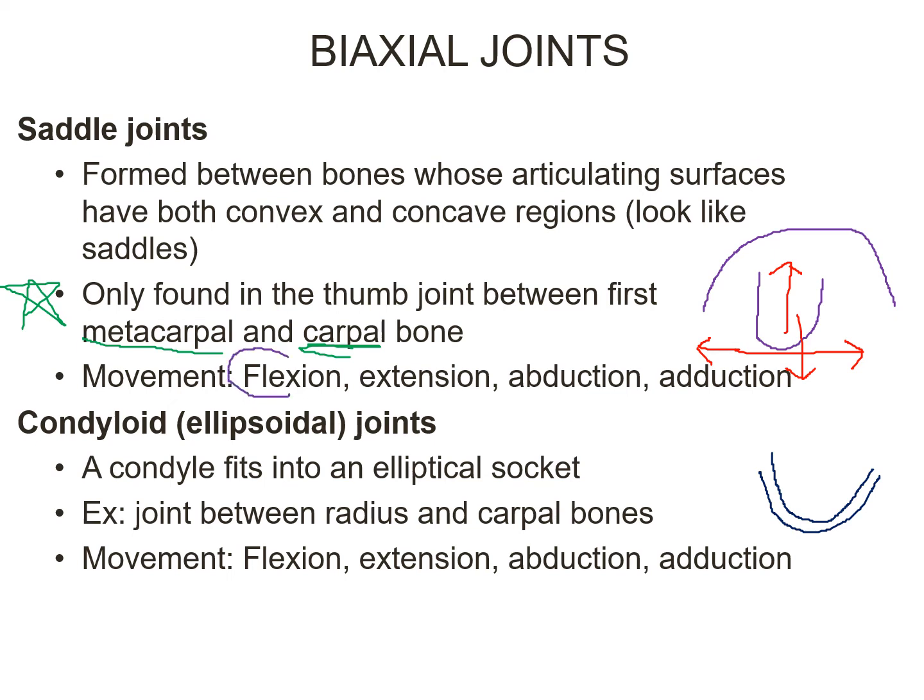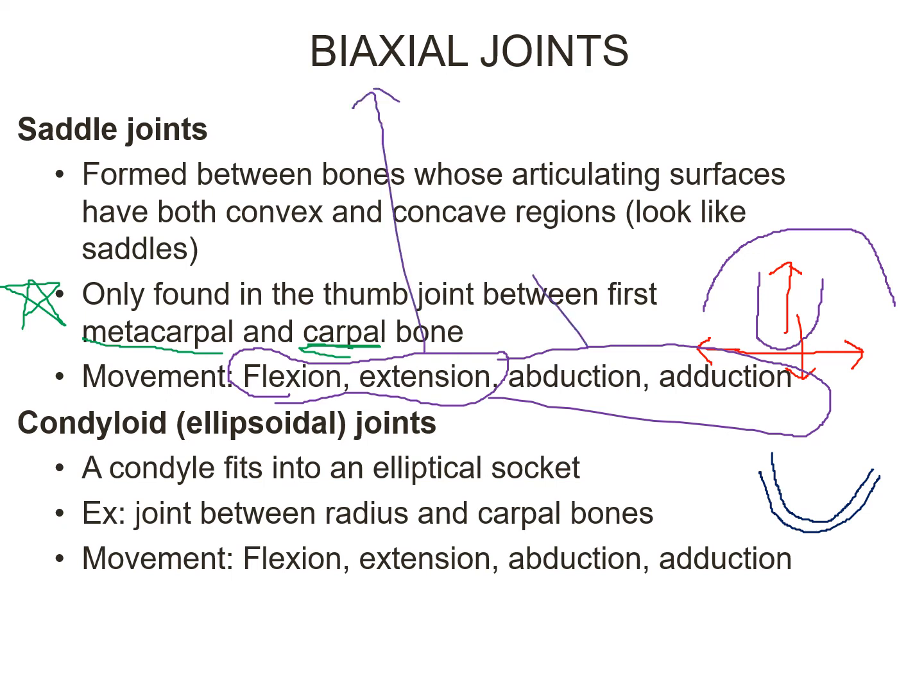So you can see the movements are flexion and extension. That's one plane. And then we can also abduct and adduct. That's the second plane. So you get 2 planes, and therefore this is called a biaxial joint.